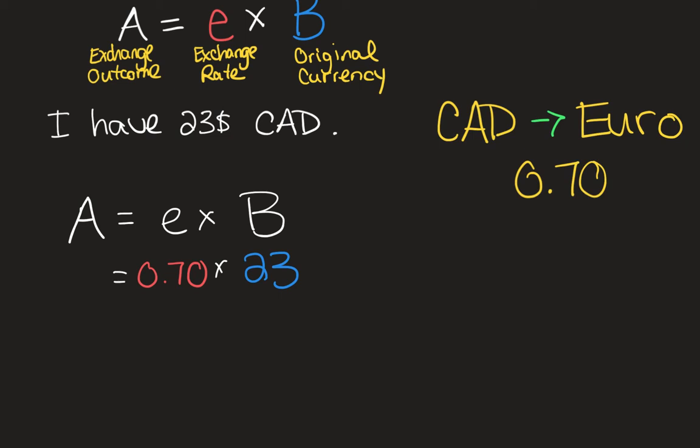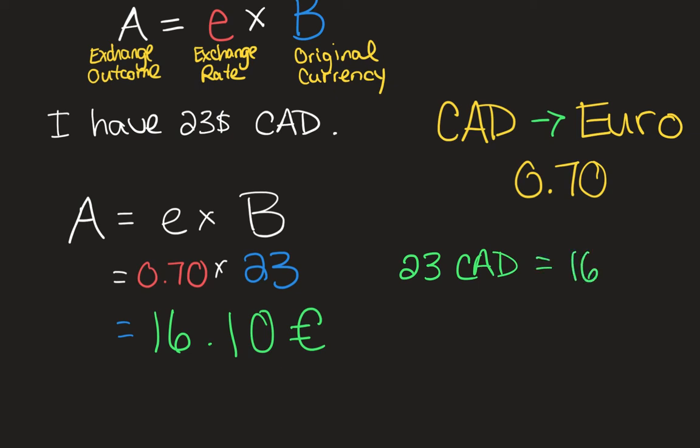So I'm typing 0.70 multiplied by 23, which leaves us with a total of, let me change colors there so we don't get too confused, 16.10 euro, and that's the symbol for euro. Okay, so when we talk about the equivalence here, $23 is equal to 16 euro and 10 euro cents.